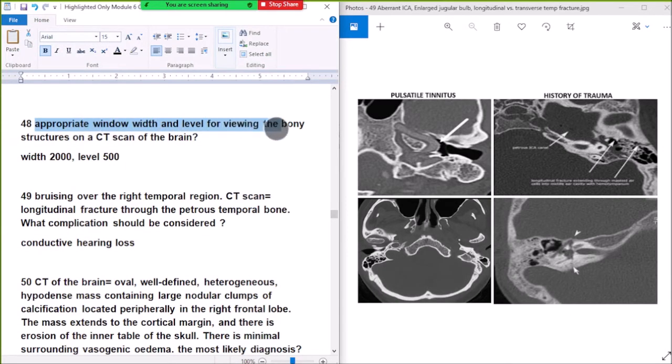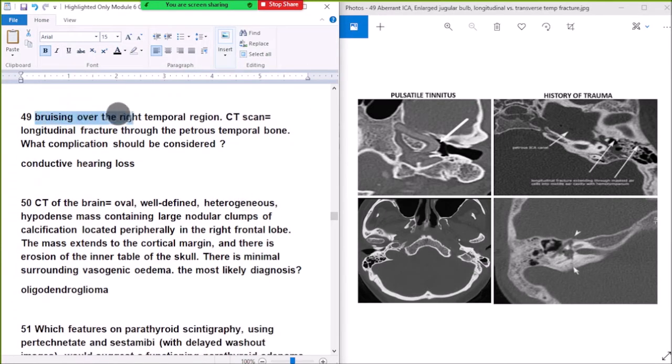48. Appropriate window width and level for viewing the bony structure on CT scan of the brain: width 2000, level 500.